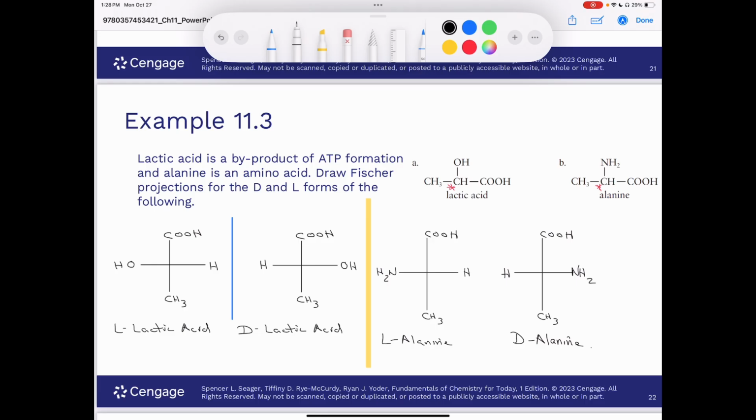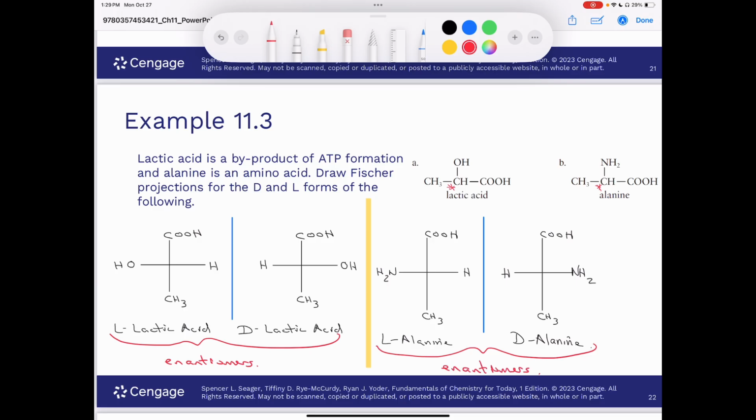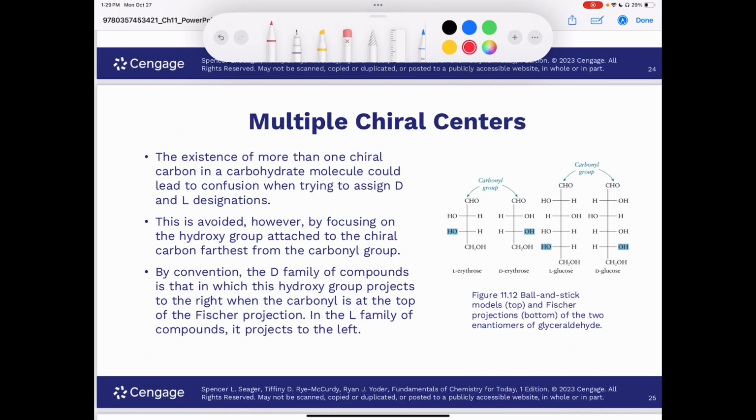But when it comes to sugars, sugars that are naturally occurring in our bodies are the D sugars, whereas the amino acids that are naturally occurring, generally speaking, are the L amino acids. And so what we have here on each side, again, just to reiterate, L-lactic acid and D-lactic acid, these would be enantiomers, okay? They're mirror images of each other. And over here, the L-alanine and the D-alanine, these would be enantiomers as well, non-superimposable mirror images.